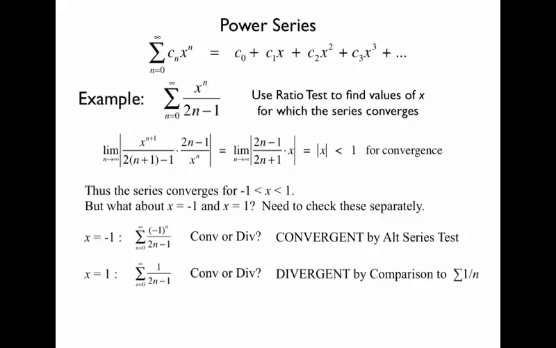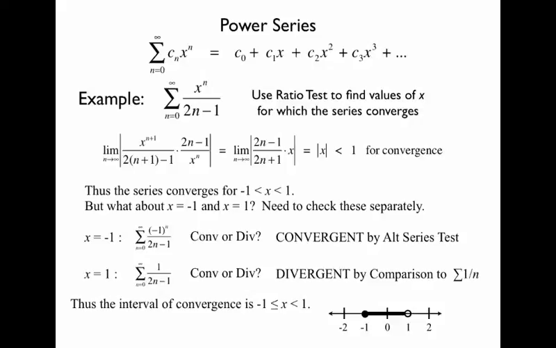If I want to say for all, is that the upside down A? For every, yeah. Okay, so then we've got what's called the interval of convergence. We include -1, but we don't include 1. So if we put that on a number line, we get this.